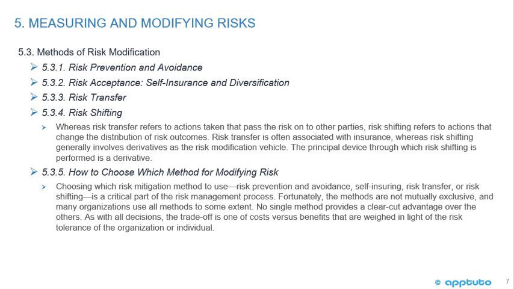How to choose which method for modifying risk. Choosing which risk mitigation method to use, risk prevention and avoidance, self-insuring, risk transfer, or risk shifting, is a critical part of the risk management process. Fortunately, the methods are not mutually exclusive, and many organizations use all methods to some extent. No single method provides a clear-cut advantage over the others. As with all decisions, the trade-off is one of costs versus benefits that are weighed in light of the risk tolerance of the organization or individual.